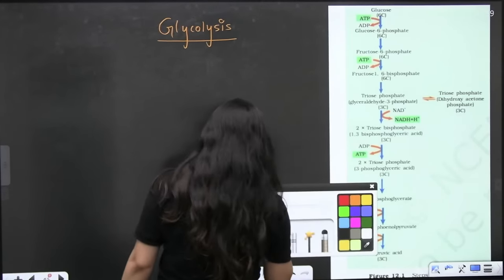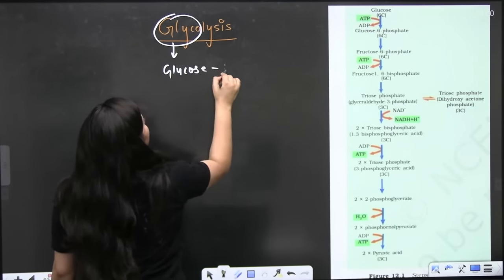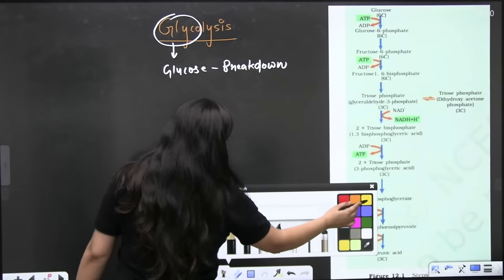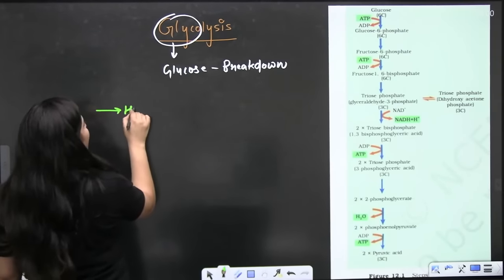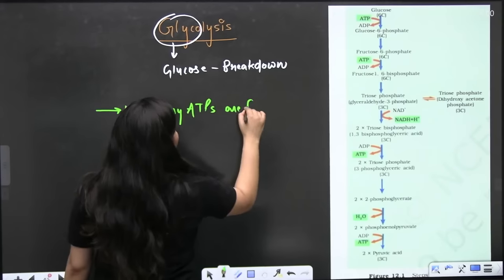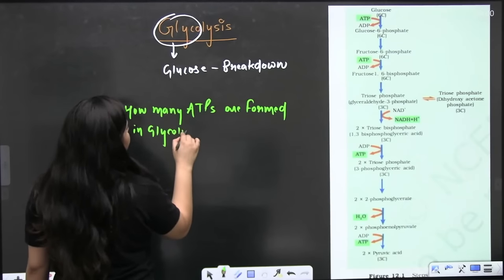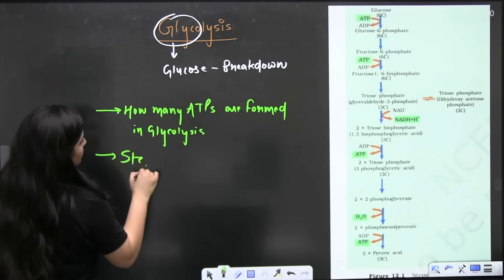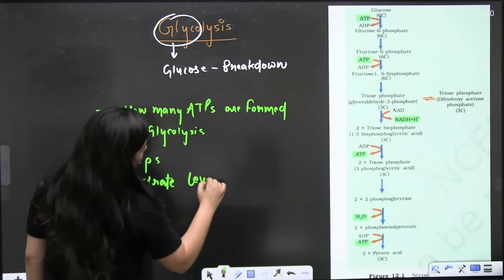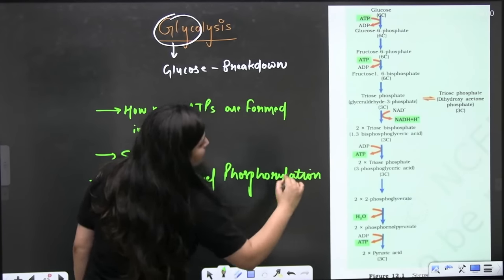See, from the word itself it is clear that glycolysis means breakdown of glucose. From this topic, the type of question they can ask is how many ATPs are formed in glycolysis, the steps, and third, where the substrate level phosphorylation occurs in glycolysis.